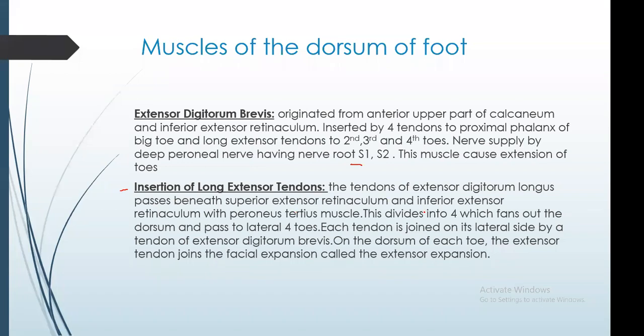And the insertion of the long extensor tendons. The tendons of the extensor digitorum longus pass beneath the superior extensor retinaculum, which is in the ankle area, and the inferior extensor retinaculum, with the peroneus tertius muscle. This divides into 4, which fans out to the dorsum and passes to the lateral 4 toes. Each tendon is joined on its lateral side by a tendon of the extensors. On the dorsum of each toe, the extensor tendon joins the fascial expansion called the extensor expansion.